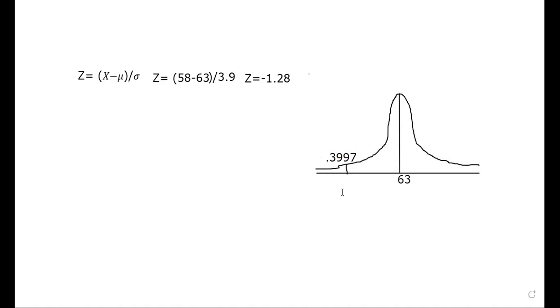0.3997 is the area percentage, and our z-score value is minus 1.28. So the probability of scoring less than that is 0.3997, or you can say the probability is 39.97%. This is the probability.